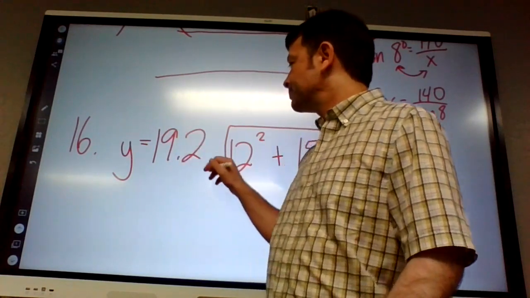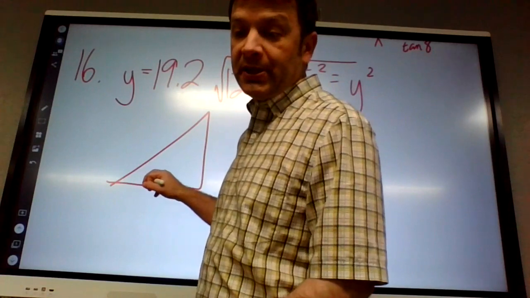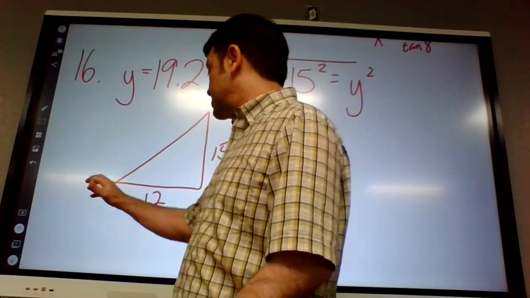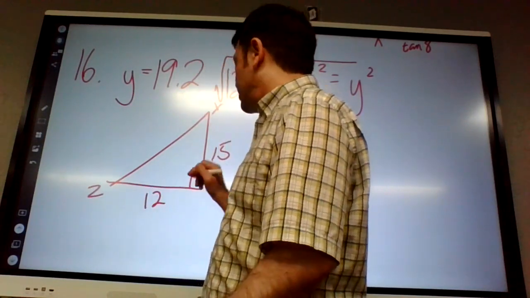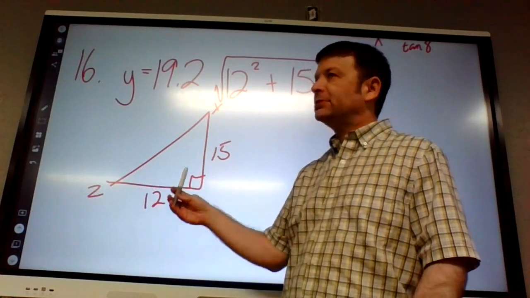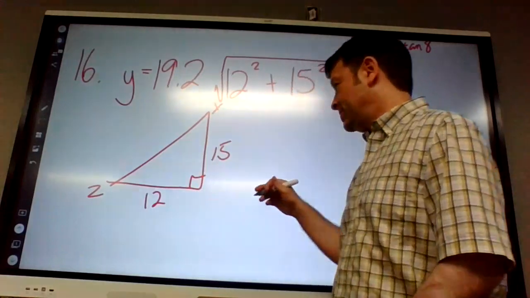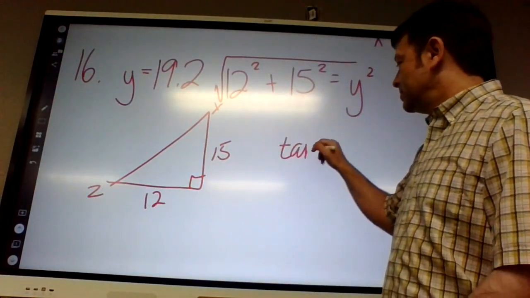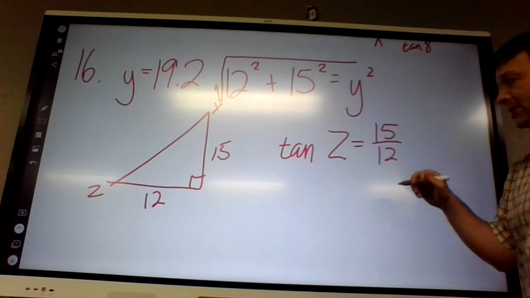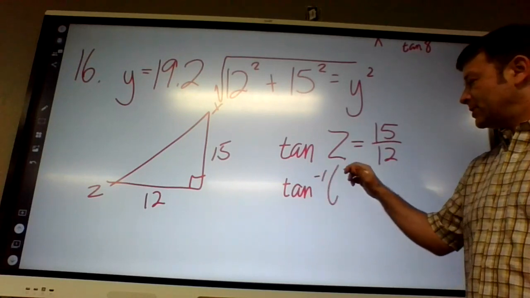19.2. Okay, but for the other question, it's asking for the angles, Z and X. So, how do we find angle Z? Relative to angle Z, what two sides do I have here? Adjacent and opposite, which means tangent. Tangent of angle Z is supposed to equal the opposite over the adjacent. So, to find angle Z, we have to do tangent inverse of that.